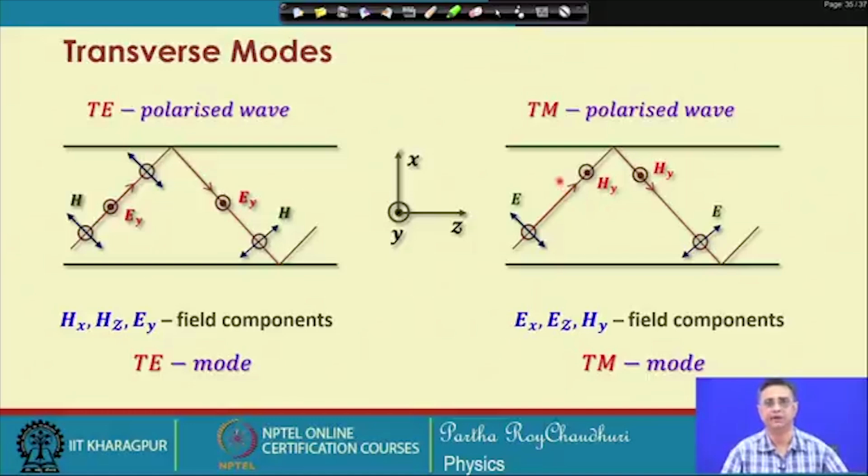And in the same way, when we look at this configuration, it is just the opposite, that is the electric field is now lying in the x z plane, but the magnetic field has only the tangential component, that is H y, and such a configuration will correspond to this TM polarized wave, and the mode which will be supported by the structure will be called TM modes.